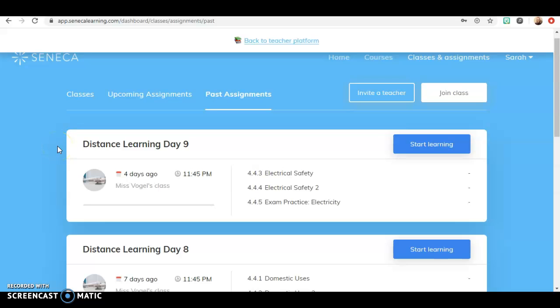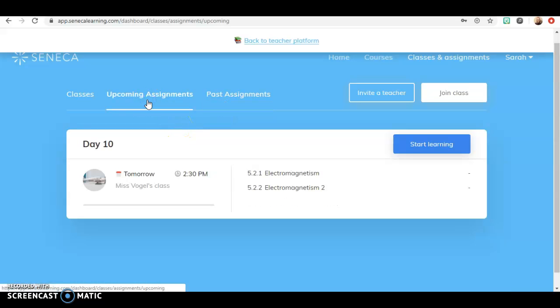So even if you're getting onto Seneca late, or you've missed an assignment, or you have gotten behind for some reason, you can always go back into past assignments and find something. But the most important one is upcoming assignments. So again, day 10 is due by tomorrow. And then the other upcoming assignments will all be posted today. That's May 3rd by 3:30.